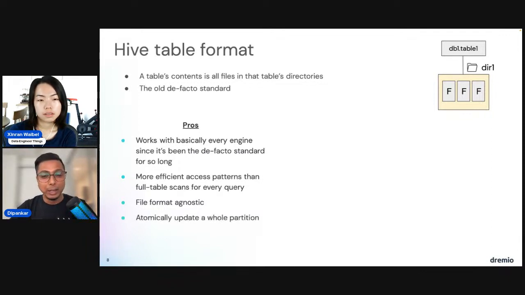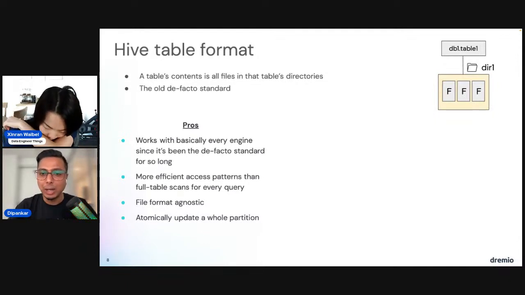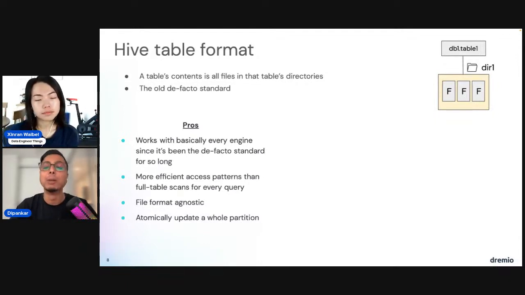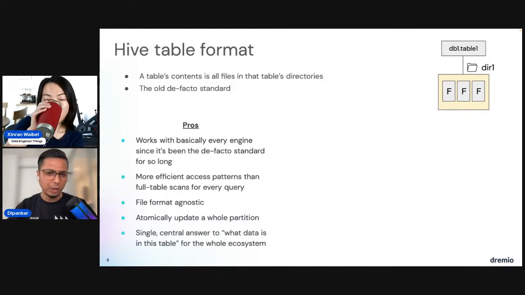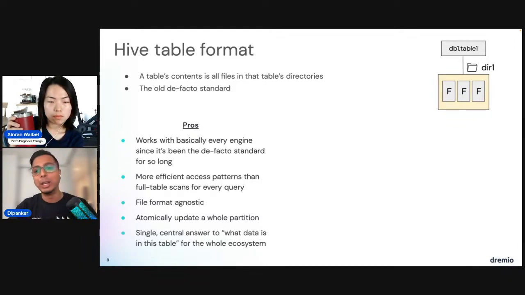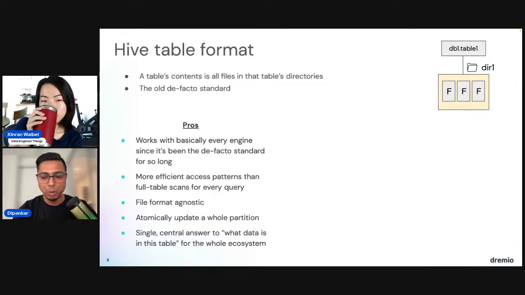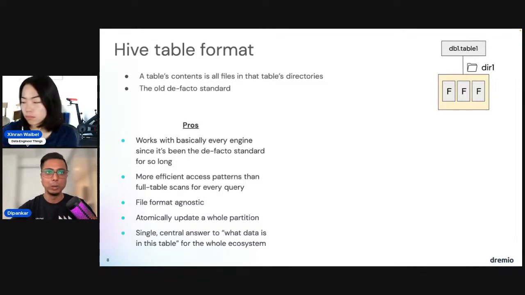Next, you could atomically update a whole partition. For example, you can take a whole partition and change the data, whether you insert some record or delete something, and write the data into a new partition. While you're writing it, no one sees the changes, and then you atomically swap that reference in the metastore. This is how the Hive metastore came into the picture, and it allowed us to do things like atomic transactions with ACID guarantees. HMS, the Hive metastore, was a single, central answer to what's in the table. Every engine that used the Hive metastore got the same result and could see the same data set.